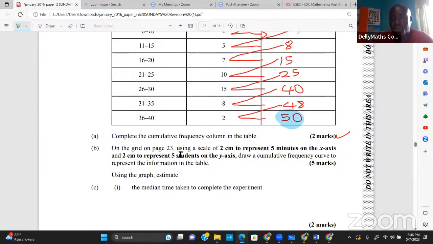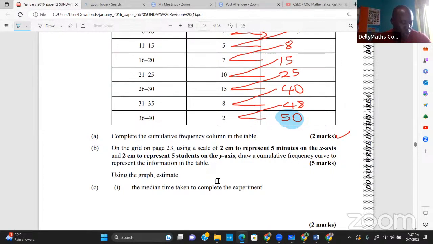On the grid on page 23, using a scale of 2 centimeters to represent 5 minutes on the X-axis, and 2 centimeters to represent 5 students on the Y-axis, draw a cumulative frequency curve to represent the information. All right, so we're going to do that.